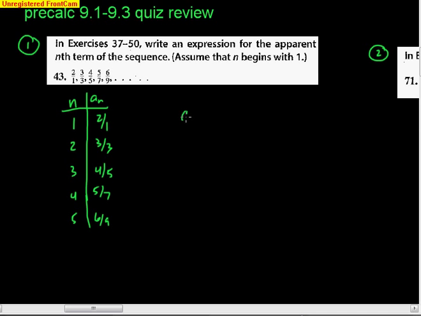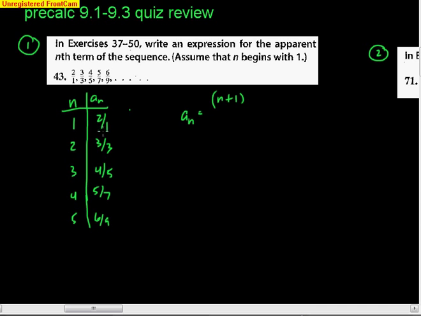So I'm looking for the a sub nth expression. If I look at the numerators, we're comparing the n number to the a sub n number. If I look at the numerator, 1 to 2, I grow by 1. 2 to 3, I grow by 1. 3 to 4, I grow by 1. So it looks like the numerator is going to be n plus 1. 1 plus 1 is 2, 2 plus 1 is 3, 3 plus 1 is 4, 4 plus 1 is 5, and so on. Okay. And now what about that bottom number?